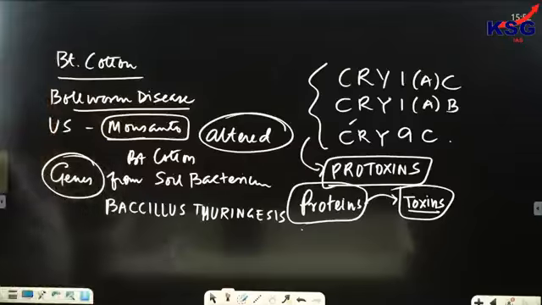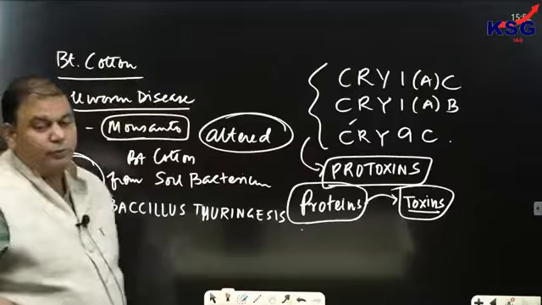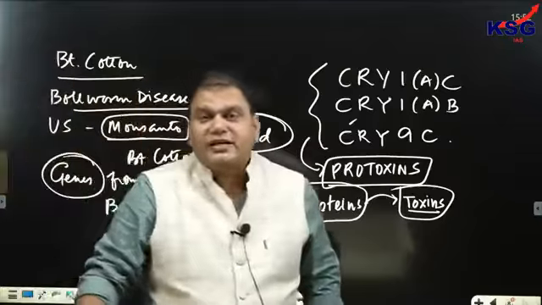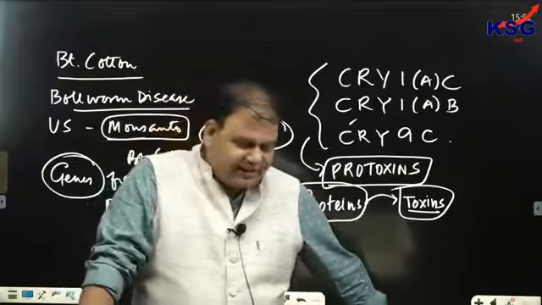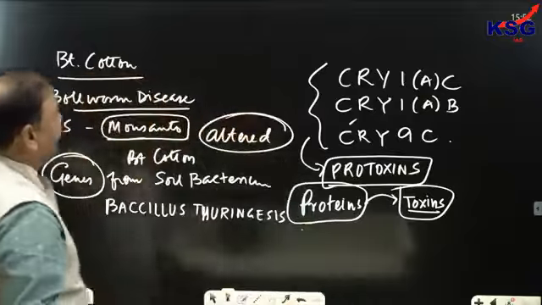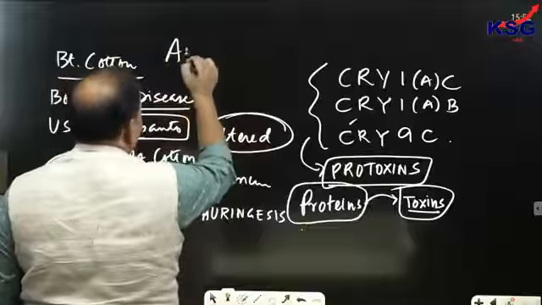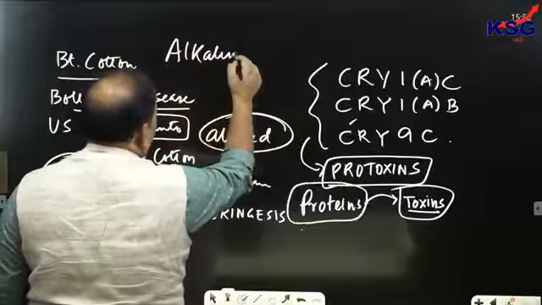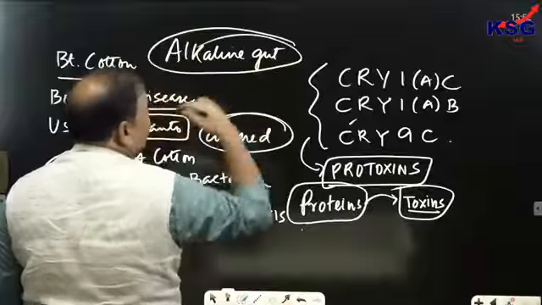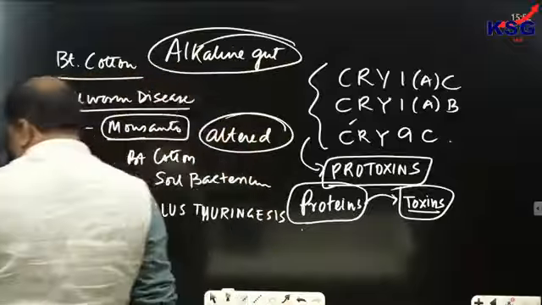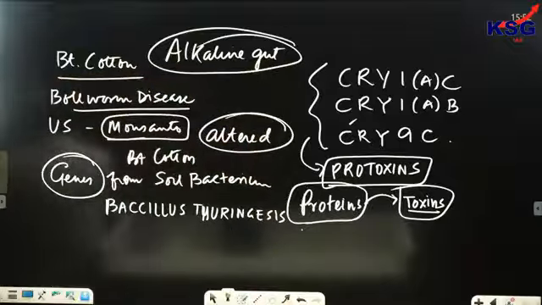Clear? Fine. So we can see, where would it be getting activated? It would be getting activated in the alkaline gut of insects. Write down: it gets activated in the alkaline gut of insects. It won't be getting activated in the acidic gut that we have.